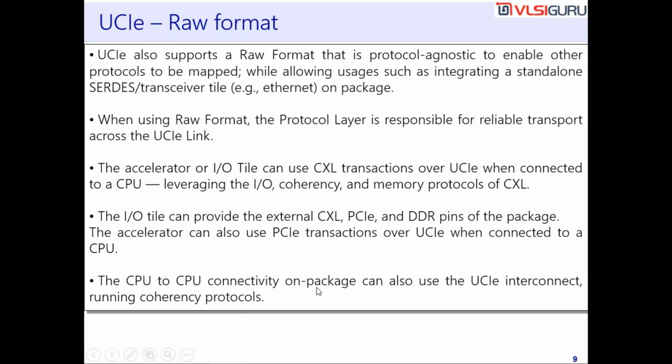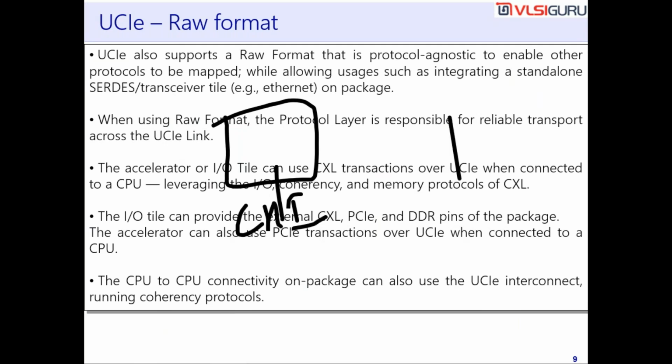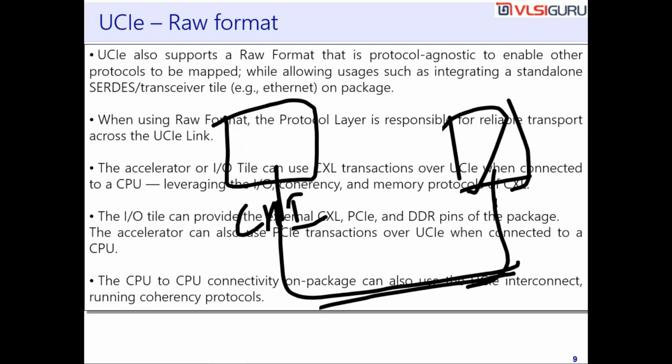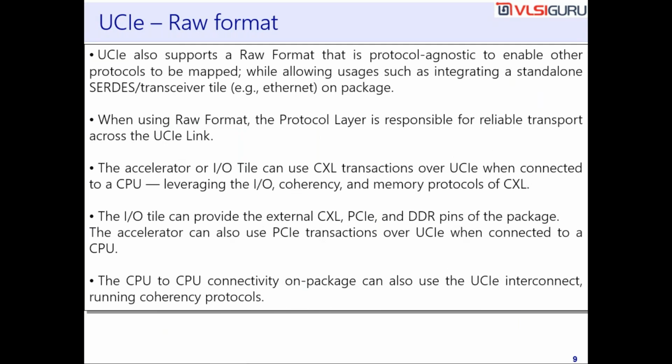The CPU to CPU connectivity on package can also use the UCI Express interconnect running the coherency protocol. So many things could be done. You can have one CPU working on the CHI protocol and another CPU also working on the CHI protocol. Earlier we used to use a cache coherency interconnect. It is telling that you could still use UCIe and have one layer of coherency protocol for coherency between these things. So all that is possible, that is what UCI Express supports.